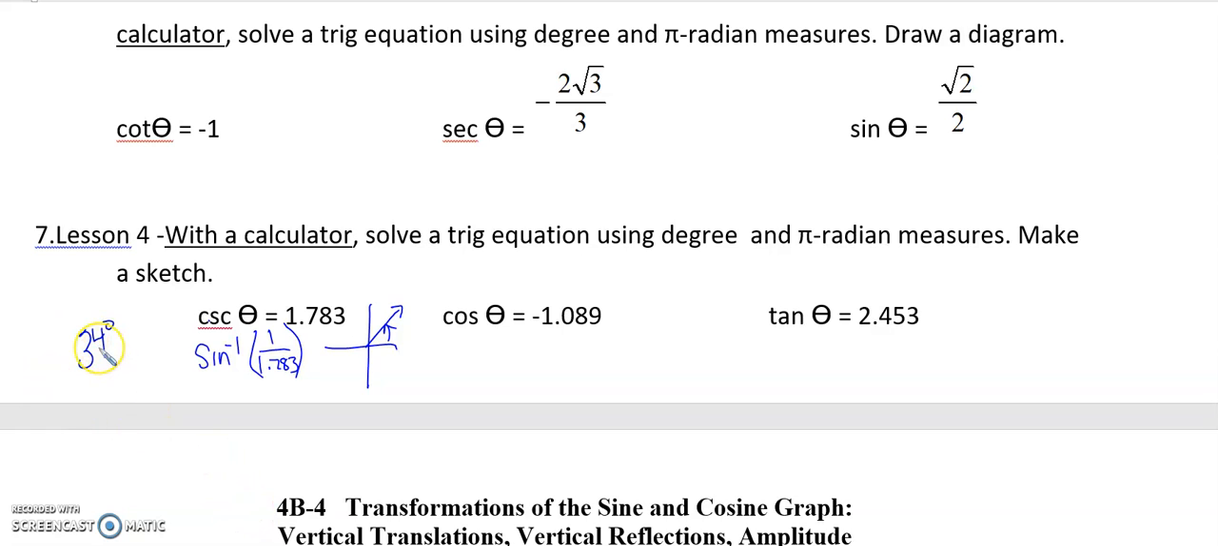And then I want to change this to radians. So I'm going to multiply it by pi over 180, and all I'm going to do is reduce 34 divided by 180. So remember, change it to a fraction, and we get 17 pi over 90. So you have your degree measure and your radian measure.